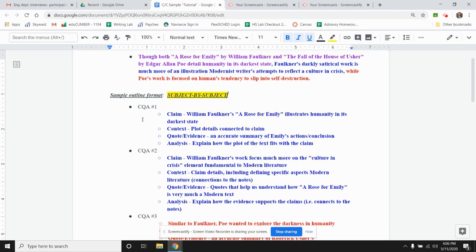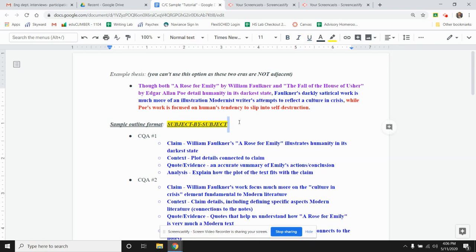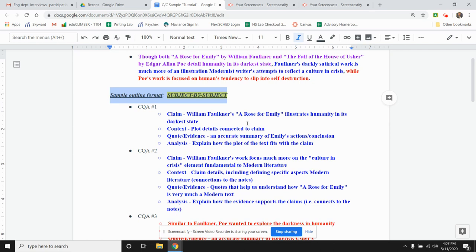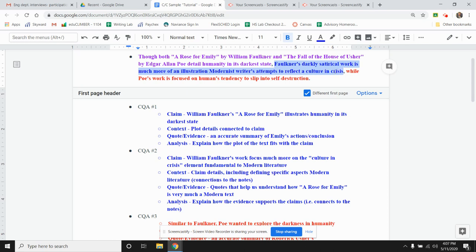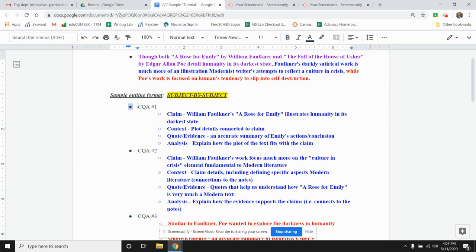All right. So if you were to choose a subject by subject organizational format, it means that you would start off with your first text. In this case, it's the first subpoint addressed, Faulkner's A Rose for Emily. You would have two CQAs, right? You'd start with a topic sentence, you'd jump into some appropriate context to help lead into your quote and your evidence, and you'd analyze how the plot of the text and the quote helps to support your claim.